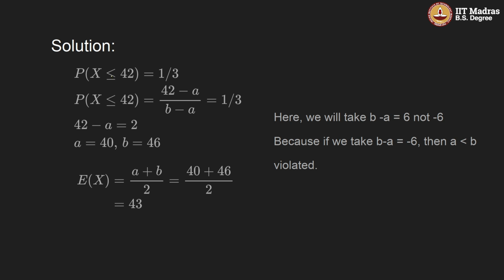Now we have been given that the probability that x is less than or equal to 42 is 1 by 3. If we see here, this is the CDF, and the CDF of a uniform distribution is given as (x minus a) upon (b minus a). So the probability that x is less than or equal to 42 is (42 minus a) upon (b minus a), where 42 is x, so in place of x we are writing only 42. So (42 minus a) upon (b minus a) is 1 by 3. Fine.